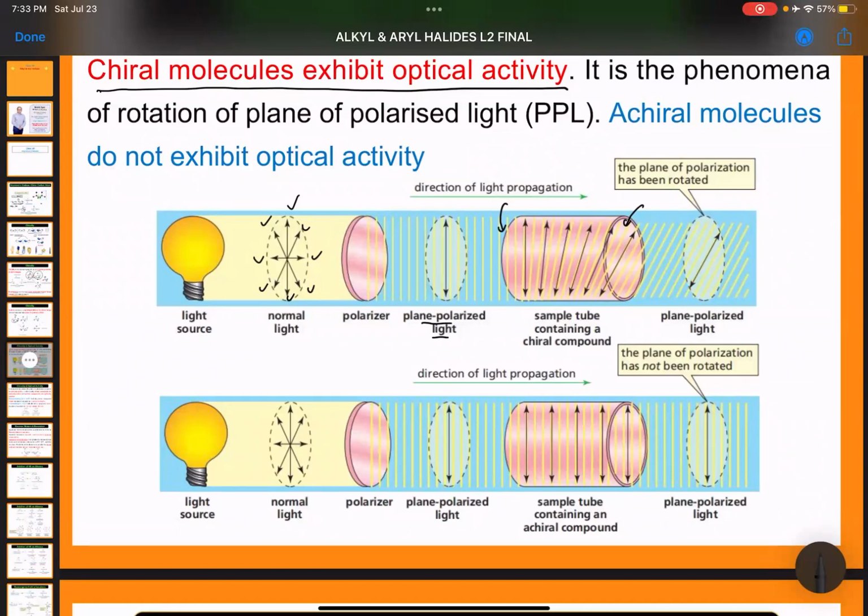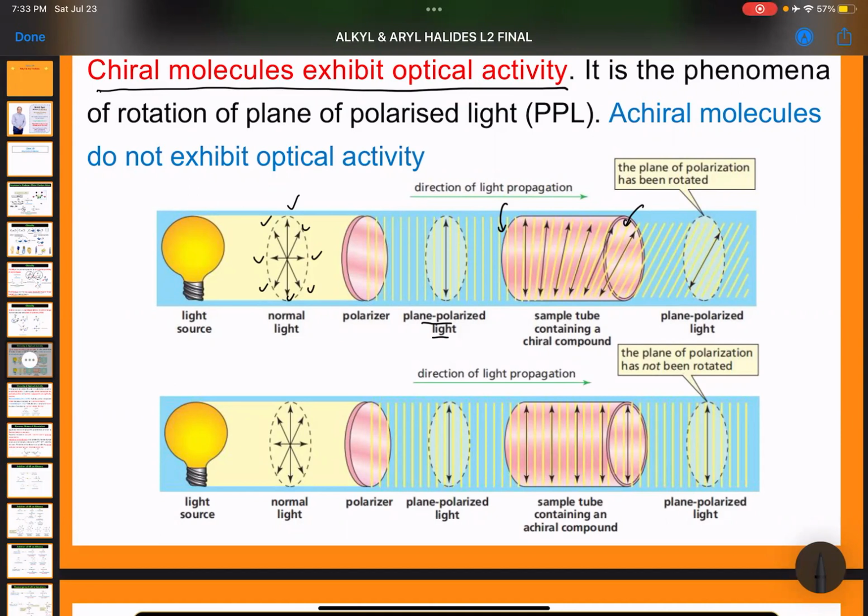Okay, they have the same type of bonds and the same type of groups, but only the 3D arrangement of the groups is different. In one, they are arranged in a clockwise manner. In another, they are arranged in an anti-clockwise manner. That's why they are not able to superimpose on one another.